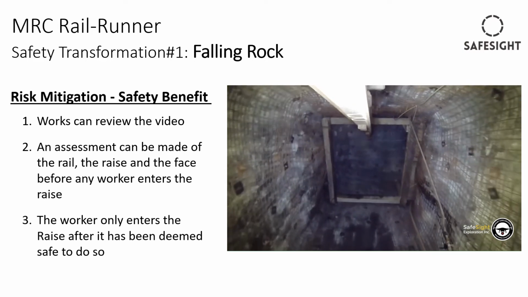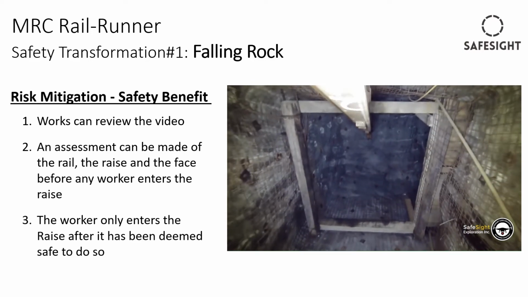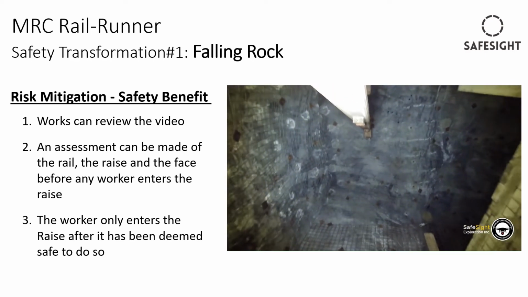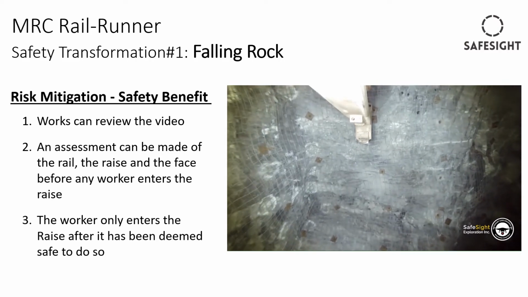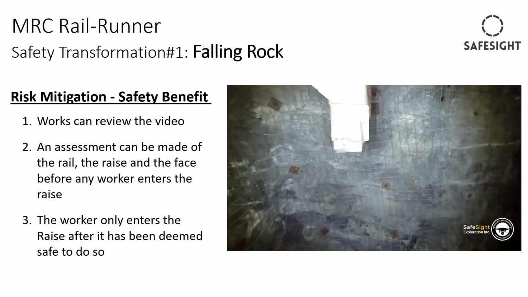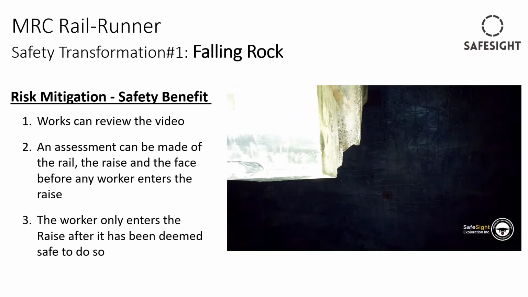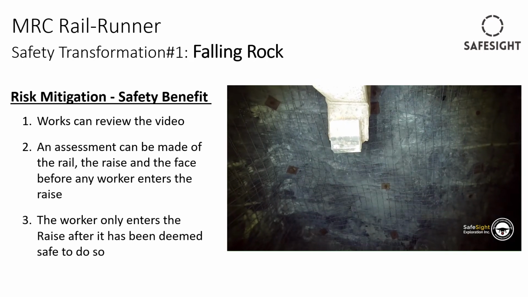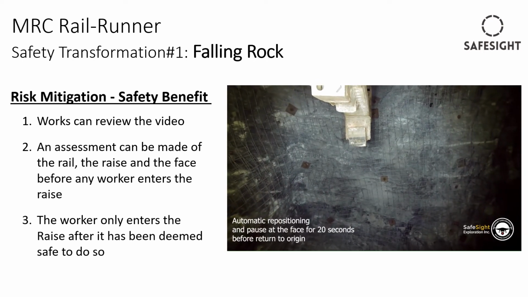So they can see the face, they can see the raise itself, and determine if there's any risks. The gas sensor will be picking up any atmospheric issues. And this allows the crew to understand what they're about to work in, and if there's any pre-shift work that they would have to do to make the environment safe, whether that's getting rid of any loose or venting the raise to make sure there's no dangerous gases.